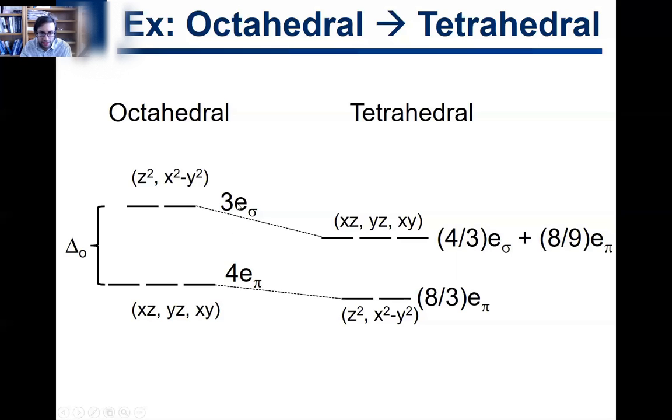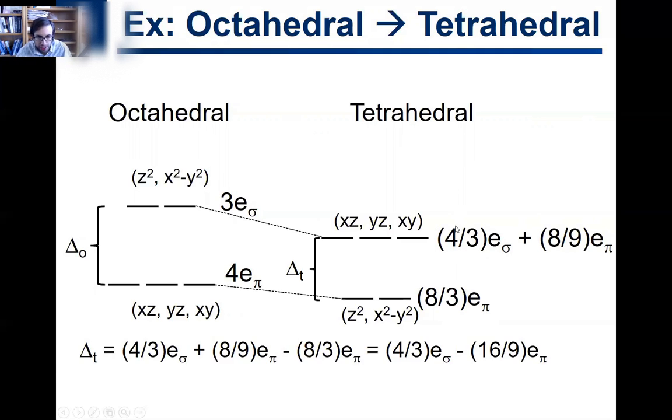So you can safely say that 3 E sigma is going to be greater in energy than 4 E pi, and similarly 4/3 E sigma plus 8/9 E pi is going to be greater than 8/3 E pi, right? So that's delta T right there, the difference between these two states. Now you can do a little bit of math here, rearranging. Let's calculate delta T. That's going to be 4/3 E sigma plus 8/9 E pi minus 8/3 E pi. If you work out that math, you're going to get 4/3 E sigma minus 16/9 E pi.